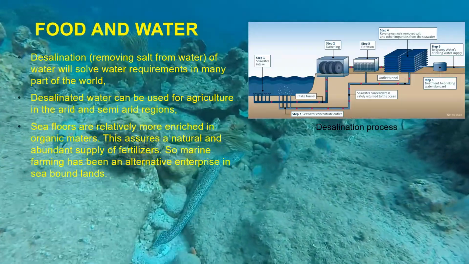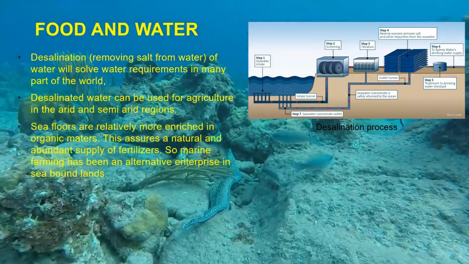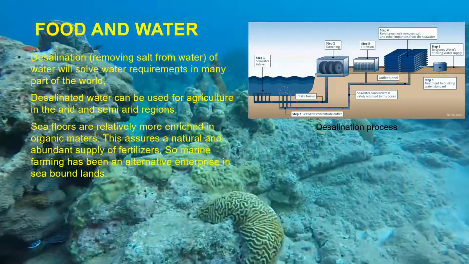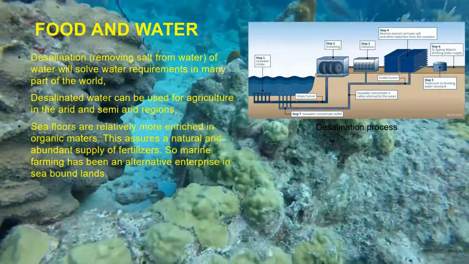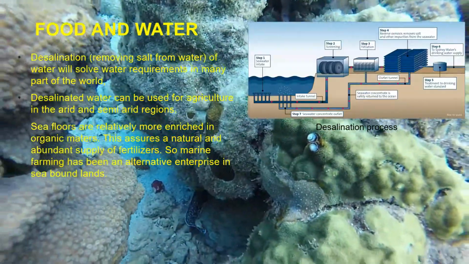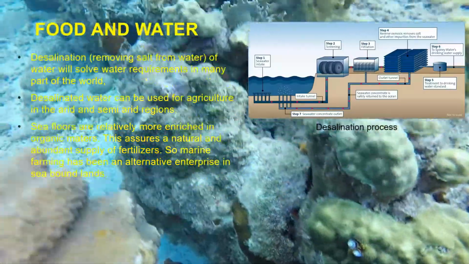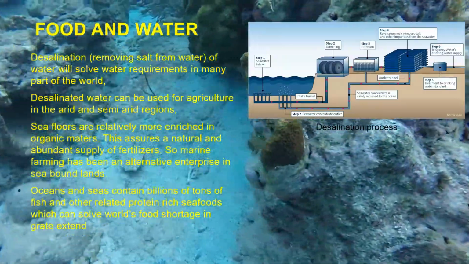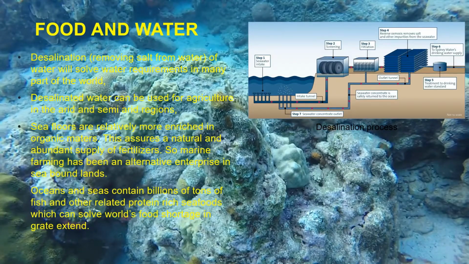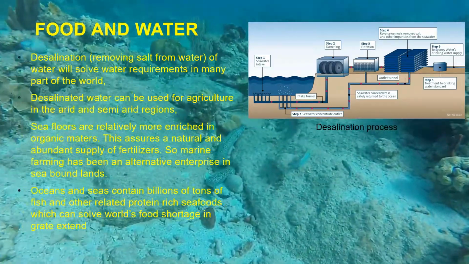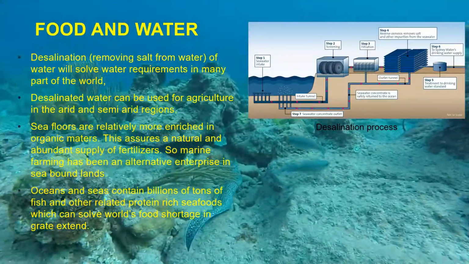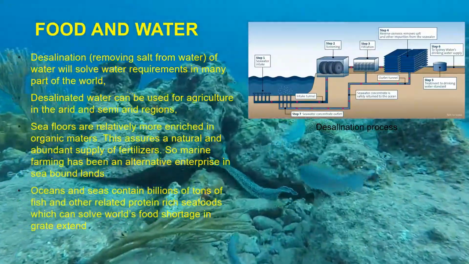Sea floors are relatively more enriched in organic matter. This assures a natural and abundant supply of fertilizers, so marine farming has been an alternative enterprise in sea-bounded lands. Oceans and seas contain billions of tons of fishes and other related protein-rich seafoods, which can solve the world's food shortage to a great extent.